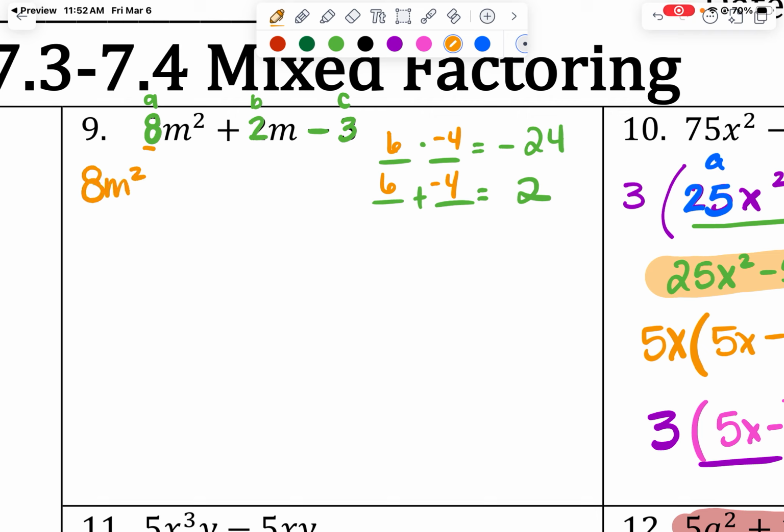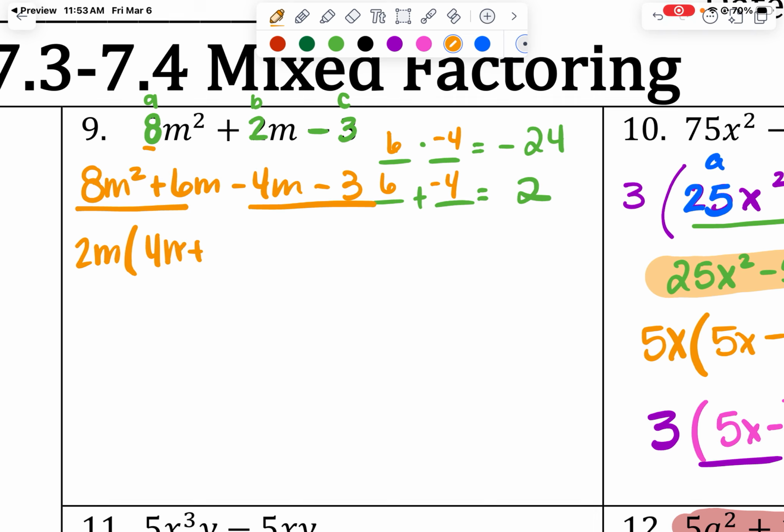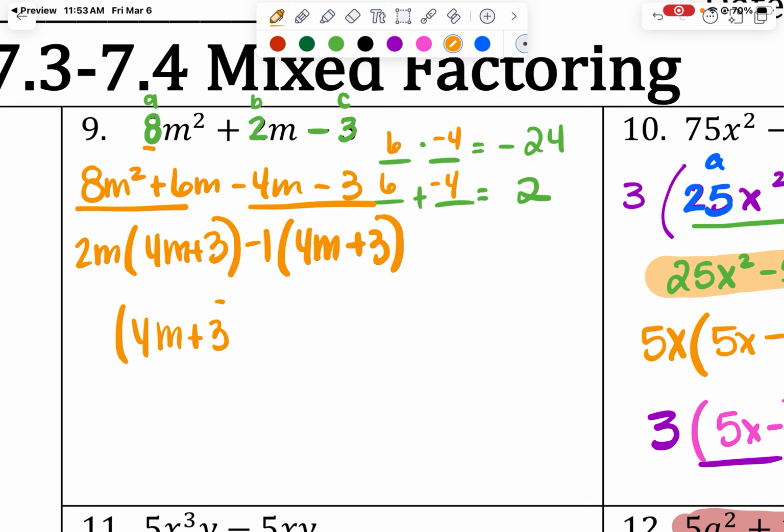So we do 8m squared plus 6m minus 4m minus 3. Group the first 2, group the last 2. First 2's GCF is 2m, which leaves us with 4m plus 3. Our second 2's GCF, it starts with a negative, so we're going to take out a negative 1, and that just leaves us with 4m plus 3. So our part that's the same is 4m plus 3. Our part that's left over is 2m minus 1. And that is our answer.